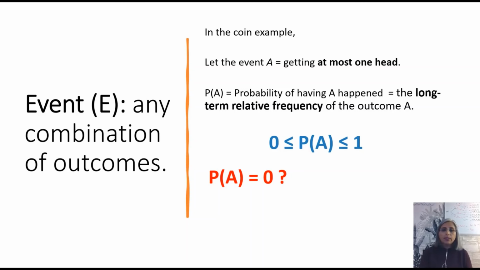Now, what do we mean by saying that the probability of an event A is 0? How do we interpret it in words? It means that there is no chance of the event A occurring. I am sure you understand that. And when the probability of an event A is 1, this means that the event A is 100% going to occur. There is no chance of missing it.